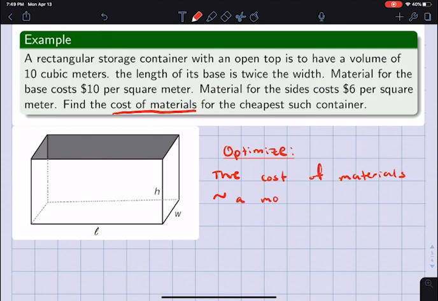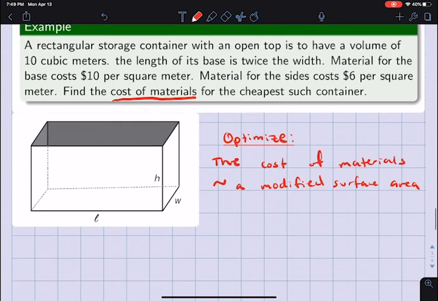But this means we're going to have to come up with the function we want to optimize ourselves. So I'm going to break down this process into its individual parts. From the question, we see that there are two types of materials we need to use. Specifically, material for the base of the box will cost more than material for the other four sides.